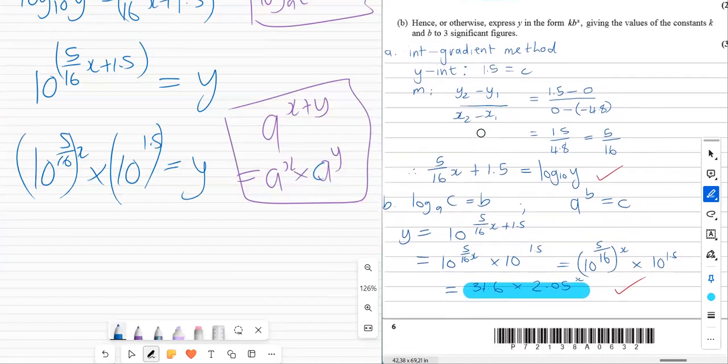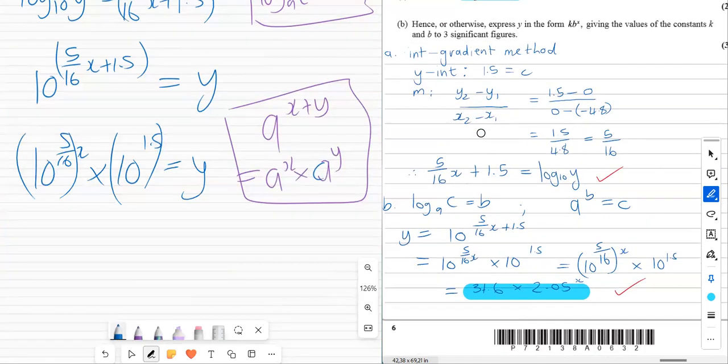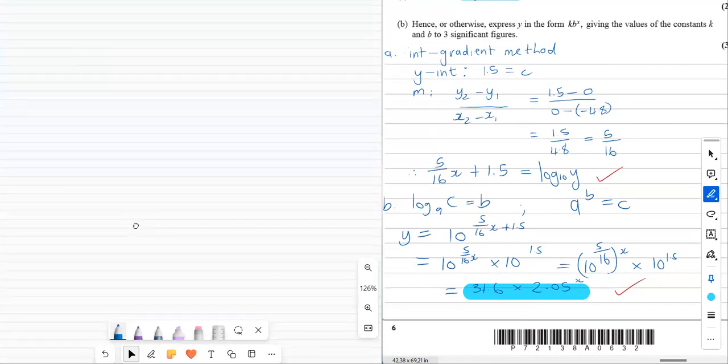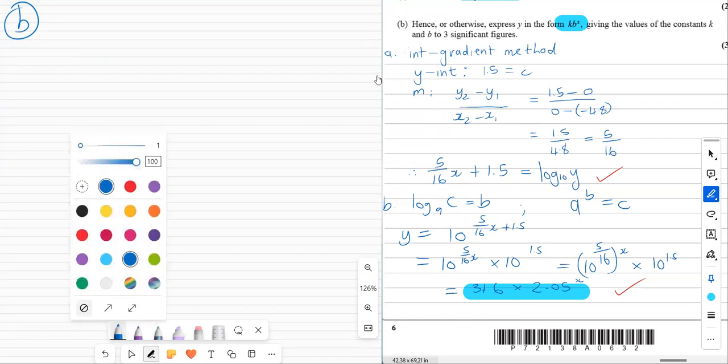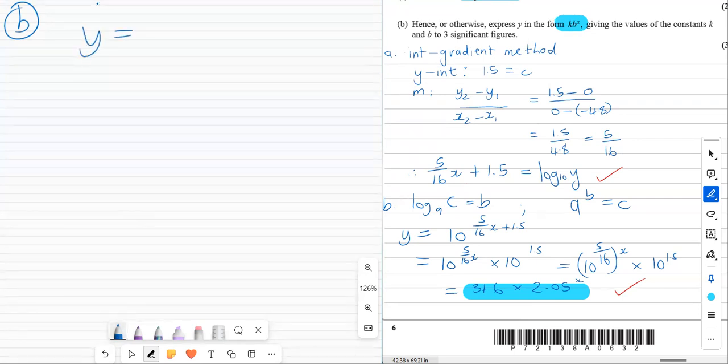Now we look at number B. Hence or otherwise express y in this form. So we want something that looks like this. Oh, I feel like I already did that. Never mind, I covered A and B in the first question. So we're done.